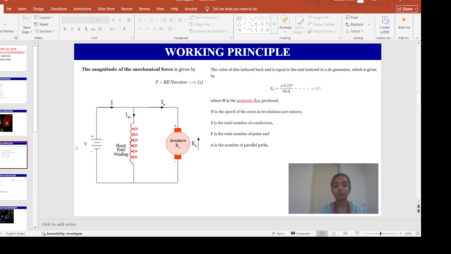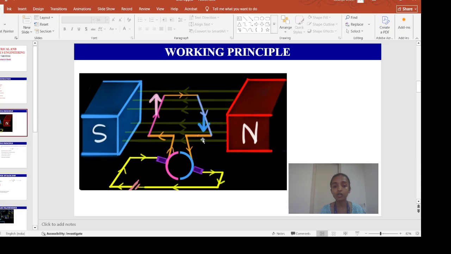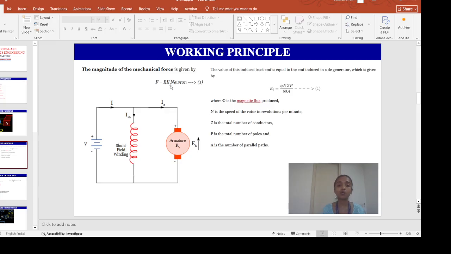Now, what is the force experienced by this rectangular loop when it is placed inside this magnetic field? It is F equals BIL newtons, where B is the magnetic field, I is the current flowing through the armature conductor, and L is the length of the conductor.